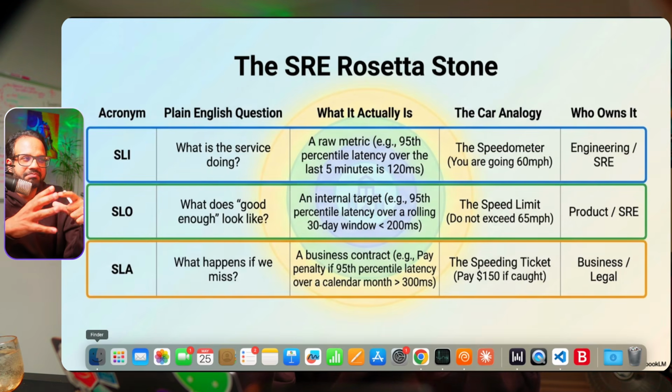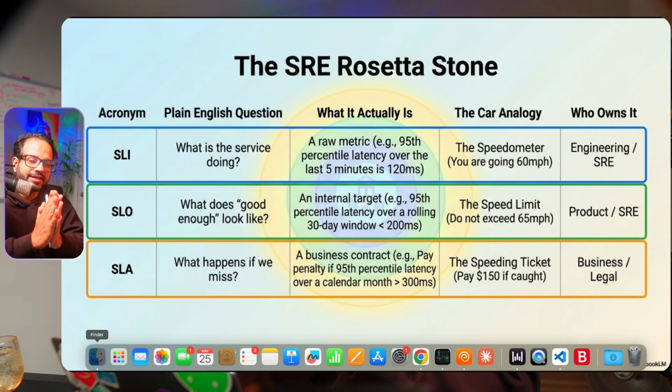And if we take the analogy of a car, you're going at 60 miles per hour, right? So that's your current service level indicator. And SLI is completely owned by the engineering and SRE team.